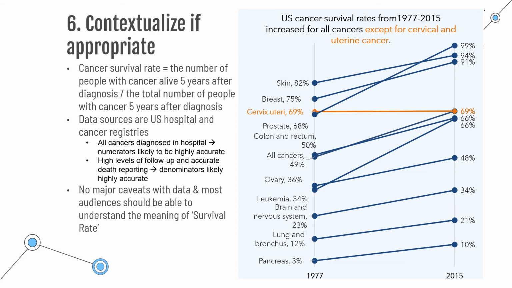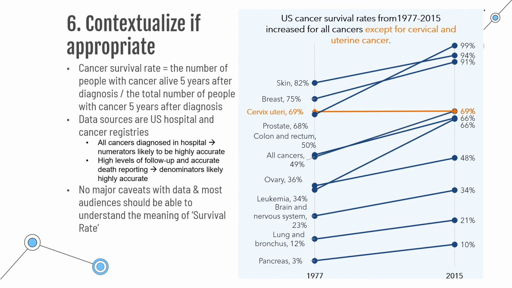So something to consider here is that we know that all cancers are diagnosed in hospital, so the numerators here are likely to be highly accurate. And I looked at the study and saw that there are high levels of follow-up and accurate death reporting, meaning that the denominators in this case are also highly accurate. So this means that in my situation, I don't see any major caveats with the data that are worth highlighting.